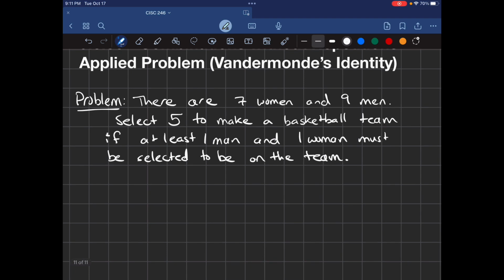So in this problem, there are 7 women and 9 men, and we want to select 5 to make a basketball team, and we need at least 1 man and one woman to be on that group of 5. And we're wondering how many ways are there to do this, or really count the number of different teams.